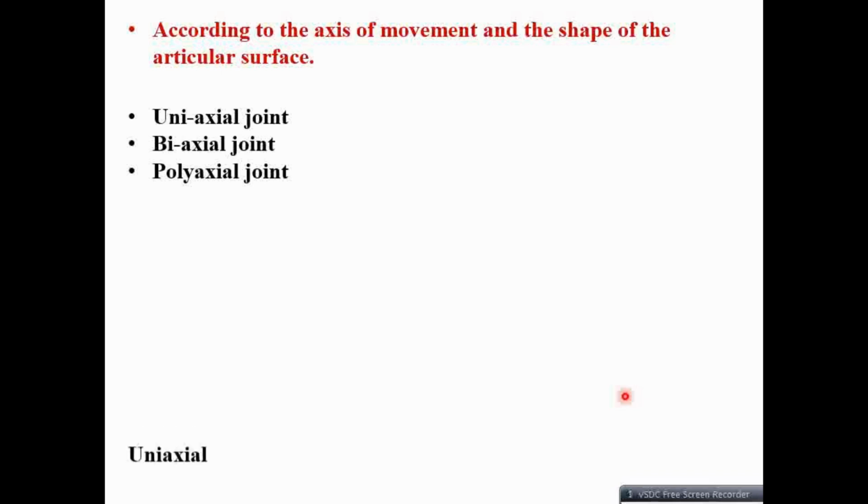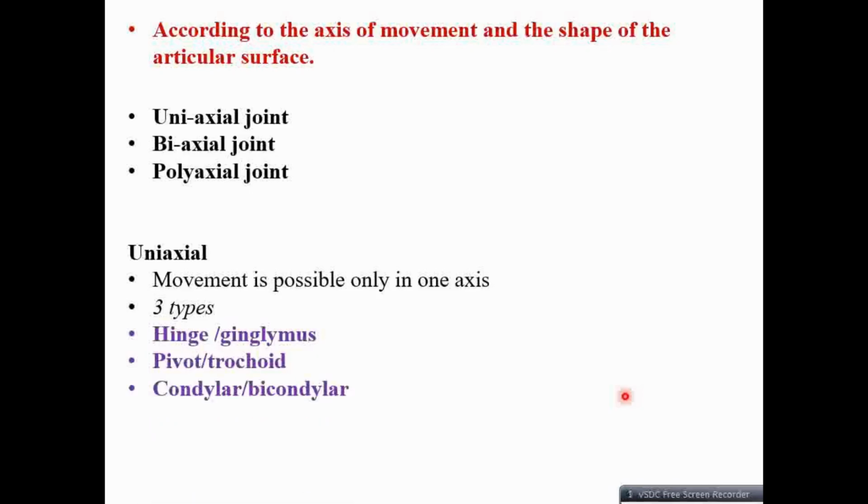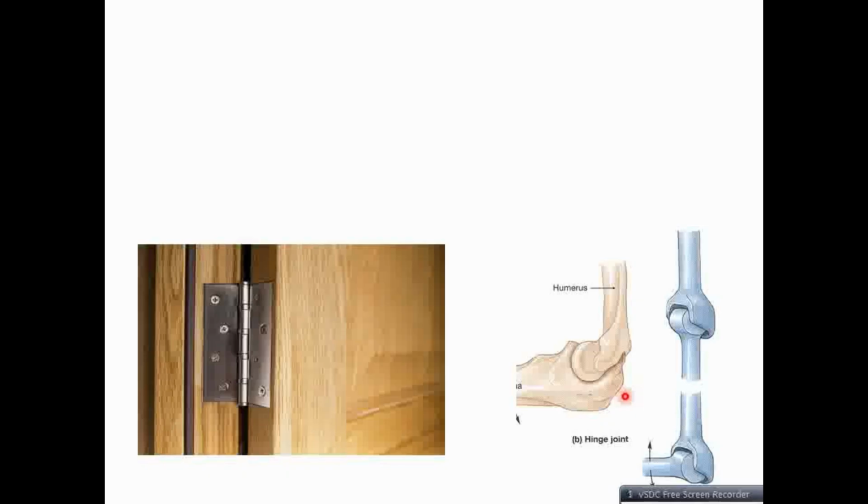According to the axis of movement and the shape of the articular surface, we can divide joints into uniaxial joints. As the name indicates, uniaxial means only one axis is there for the movement. Biaxial joint means there are two axes. Polyaxial means there are multiple axes: vertical axis, anteroposterior axis, and transverse axis. Uniaxial is divided into three types: hinge or ginglymus joint, pivot or trochoid joint, and condylar or bicondylar joint.